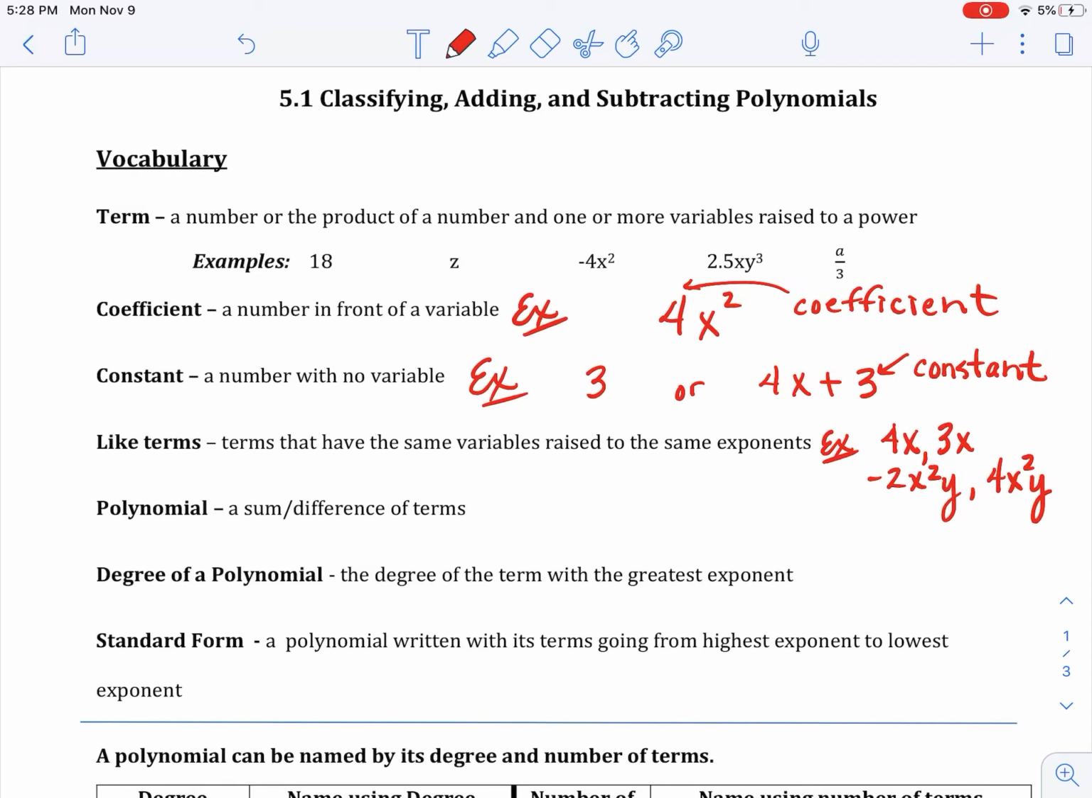Now, a polynomial is just a sum or difference of terms. So if we have something like 3x minus 4x squared plus 2, we have taken a bunch of terms and connected them with plus or minuses. So we have created a sum and differences here. And so if we have a string of terms together connected by plus or minuses, we have created a polynomial. Now the degree of a polynomial is the term with the greatest exponent. So up above, the degree is a 2 because the biggest exponent I see is 2. So the degree of this polynomial is 2.